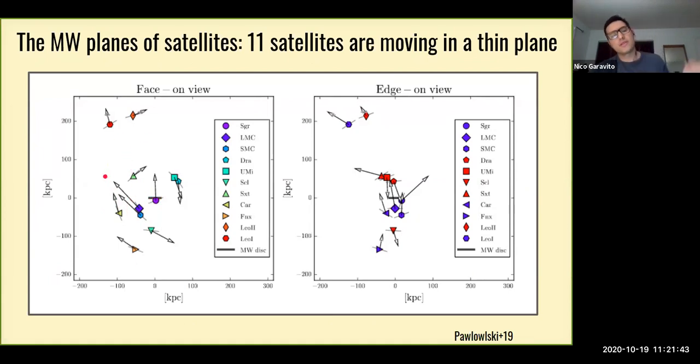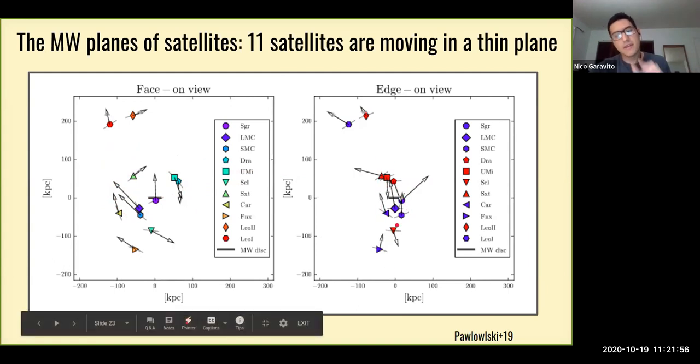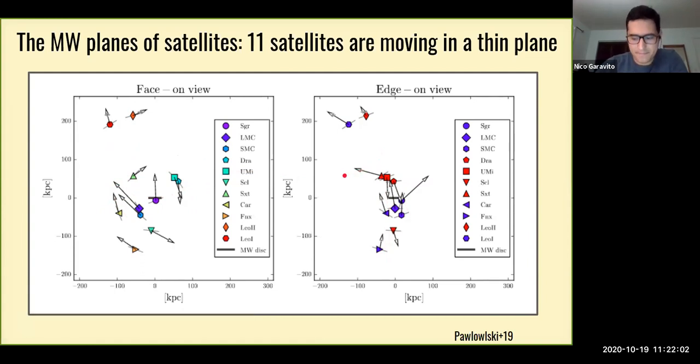The arrows show the velocity. So you see that in this face-on view, most of the satellites are rotating in this direction. And if you see it edge-on, they lie in a very thin plane. This is very uncommon. Why is this happening? People have treated this as a problem, sometimes, for the cosmological model. This is not very common in other galaxies in the simulations, right?